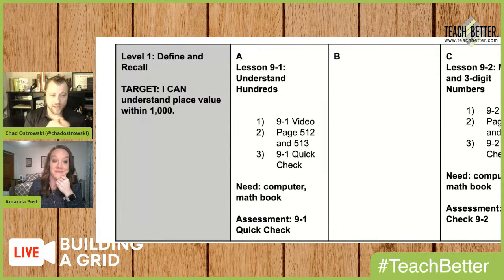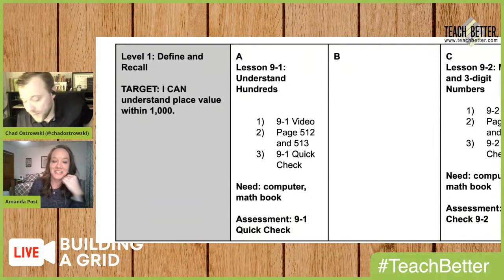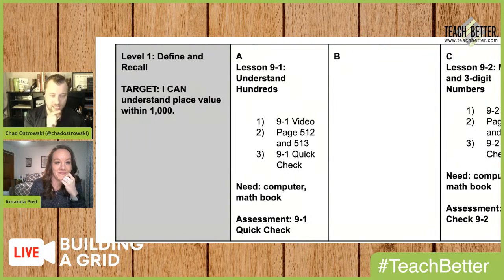So your first target, Amanda, for level 1 is: I can understand place value within 1,000. I actually like how succinct and simple this is. There's one word I don't like about that, so I think you know what it is. So I definitely know. So one friendly suggestion I would have is, what do we want students to do with the place value? The standard is really ambiguous about this. It just says understand. What does that mean to us so that we can measure it?